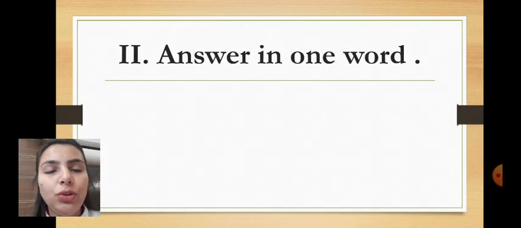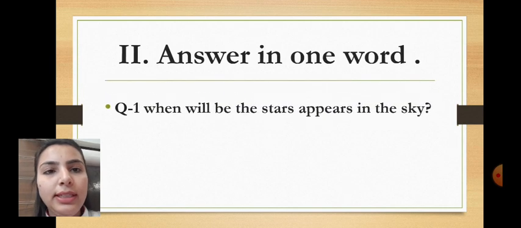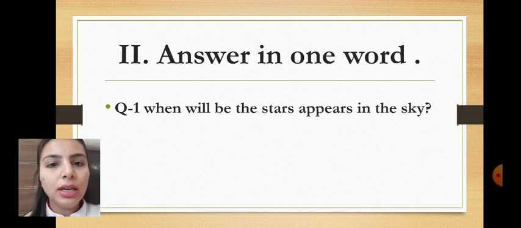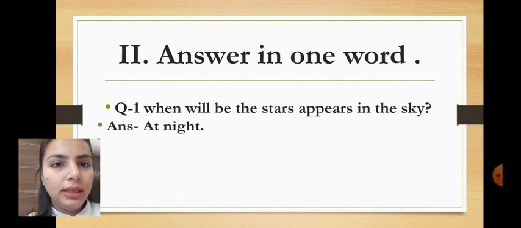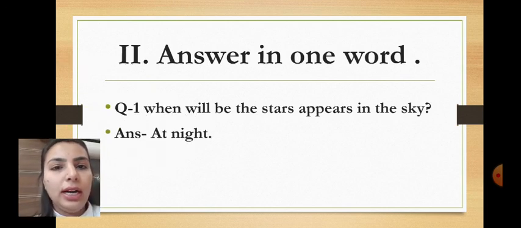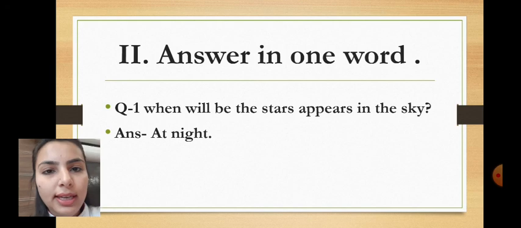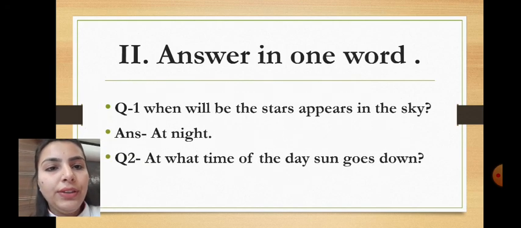There is the second question. Answer in one word. You have to answer in one word. Question number one is, when will the stars appear in the sky? The answer is at night. Second is, at what time of the day does the sun go down?